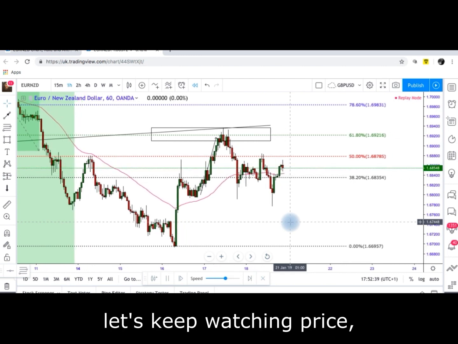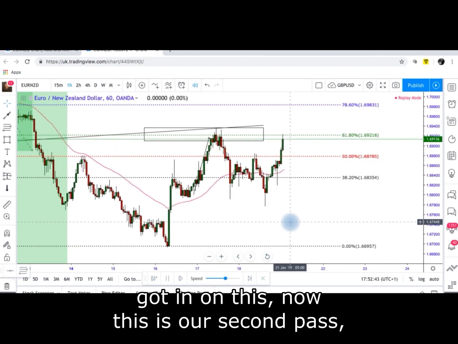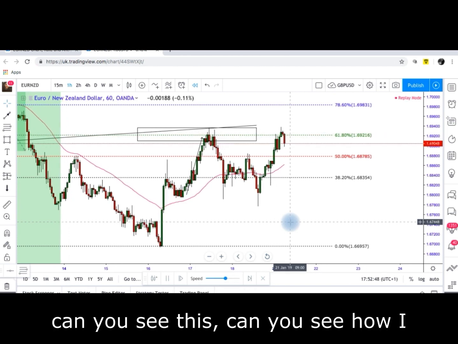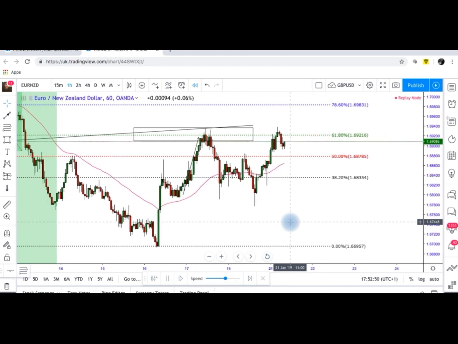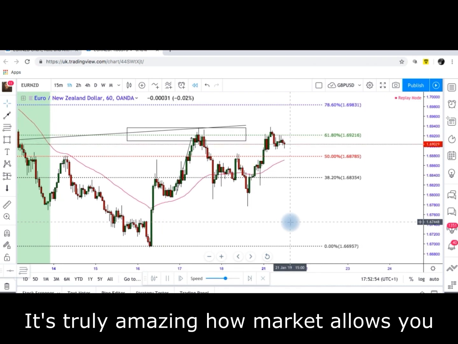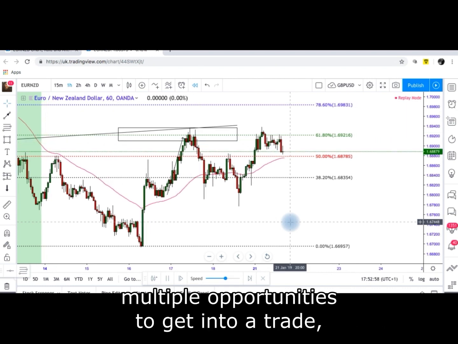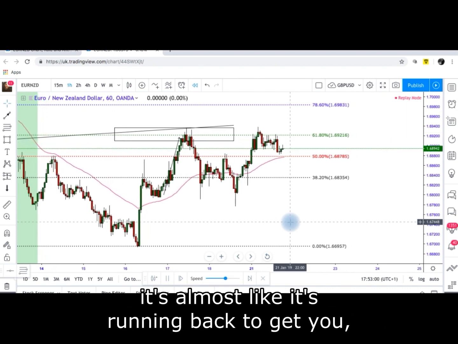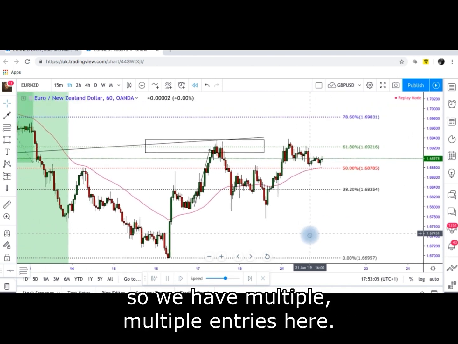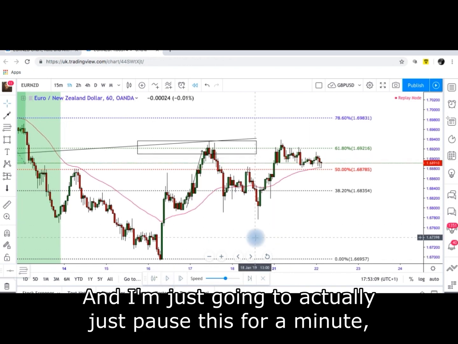Let's keep watching price, and then we can go back and figure out where we would have got in on this. Now, this is our second pass. Can you see how I now wait for my second pass? It's truly amazing how the market allows you multiple opportunities to get into a trade. It's almost like it's running back to get you. So we have multiple entries here that we could have got in on. I'm just going to pause this for a minute.